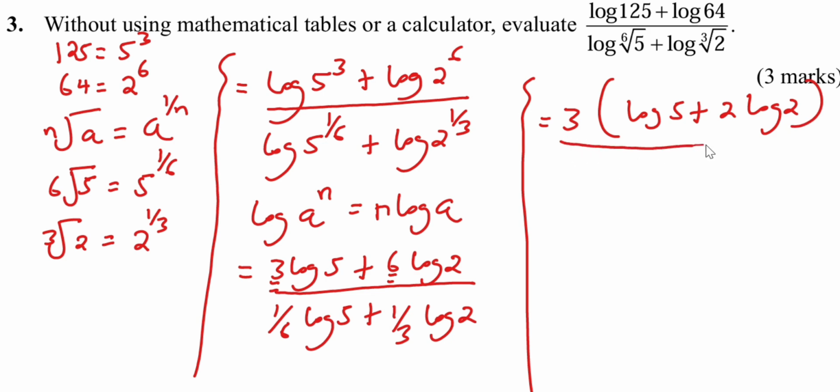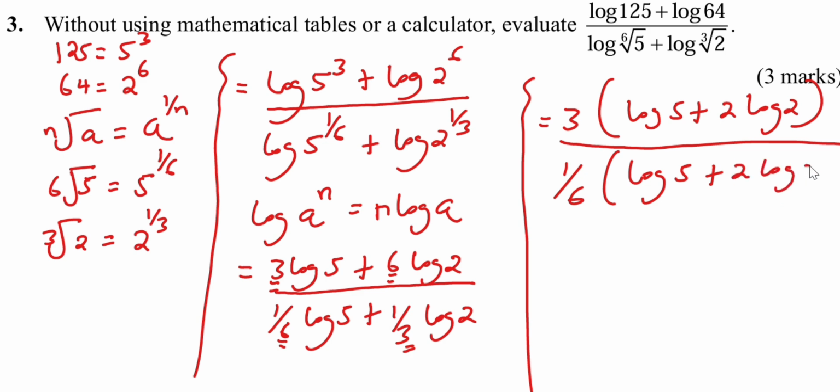In the denominator, I'm going to factor out 1 over 6 because it is common. So when I factor out 1 over 6, I remain with log of 5 plus, when I factor out 1 over 6, 1 over 3 divided by 1 over 6, it is 2 log of 2. So you can see these two are equal. So they're going to cancel each other.